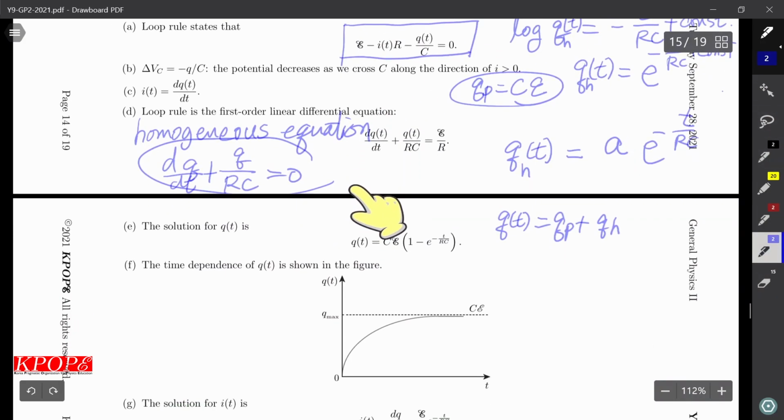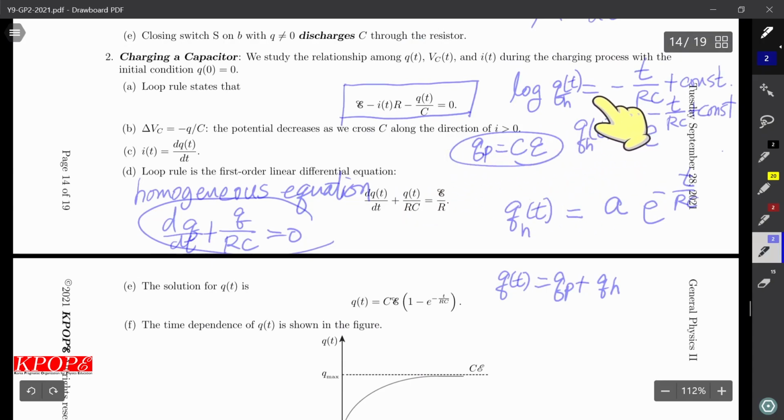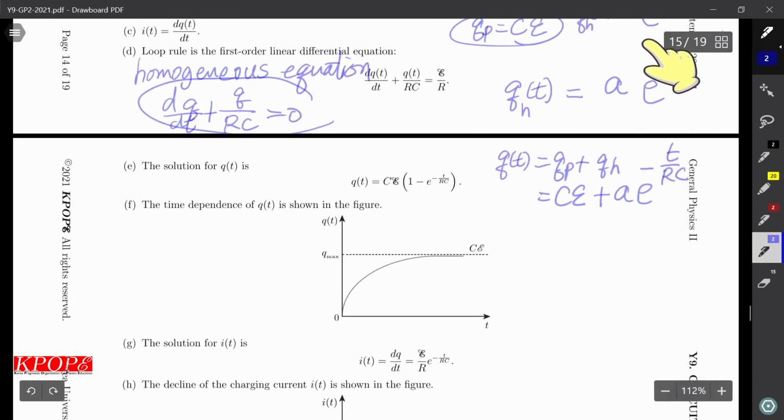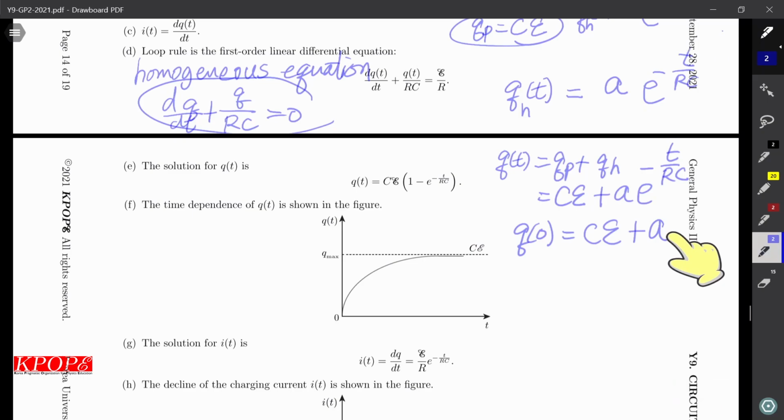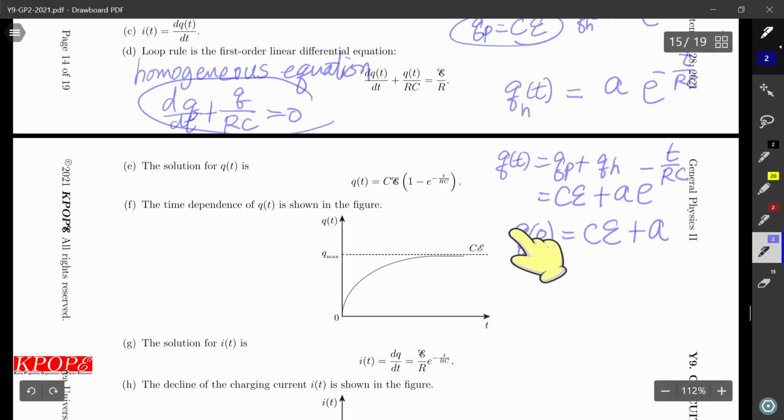So therefore, we have a particular solution, CE, and the homogeneous equation solution, A e to the minus T over RC. If we substitute Q0 at T equals 0, it is CE plus A. In our problem, Q0 is 0, initially completely discharged. So A equals minus CE.